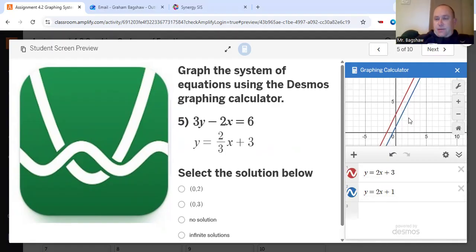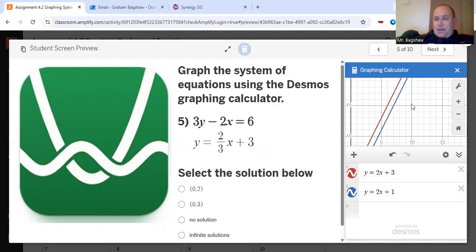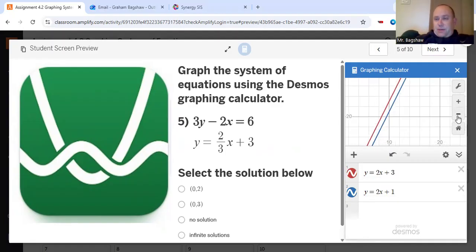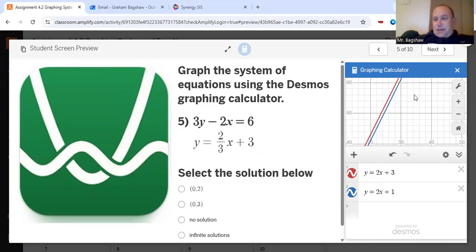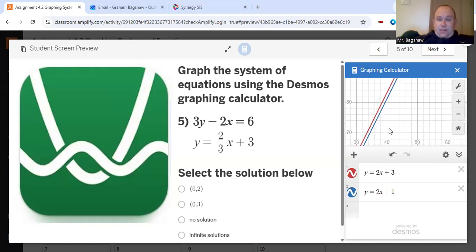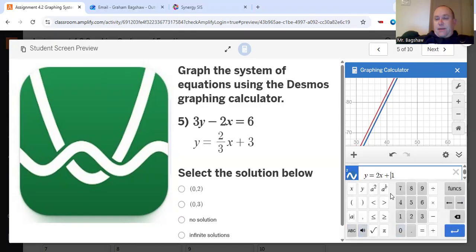Now, for this one here, if you notice, these are parallel lines. So I know I could zoom out here as well. But sometimes if I zoom out too much, they get a little too close and you think they might cross. So these ones are never going to cross. And for that reason, that would be an example of no solution. Now, infinite solutions is when they're exactly the same. Now, it's pretty obvious if I type in 2x plus 3 for both of them, that these are the same lines. That would be infinite solution.